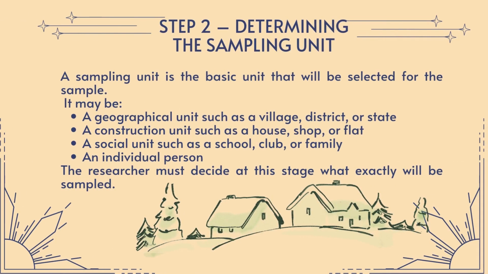Second step is determining the sampling unit. A sampling unit is the basic unit that will be selected for the sample. It may be a geographical unit such as a village, district, or state. A construction unit such as a house, shop, or flat. A social unit such as a school, club, or family. An individual person. The researcher must decide at this stage what exactly will be sampled.